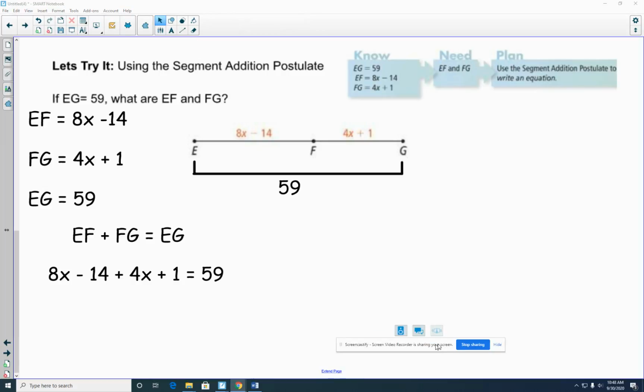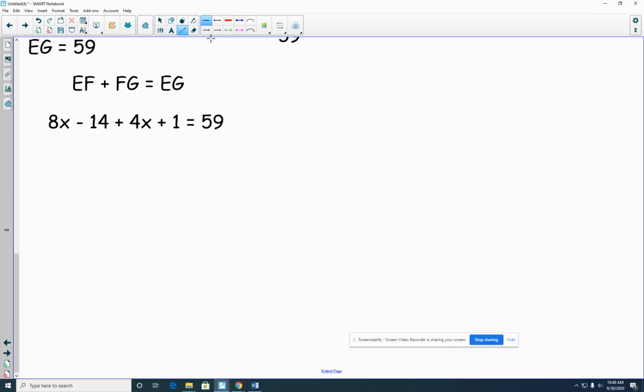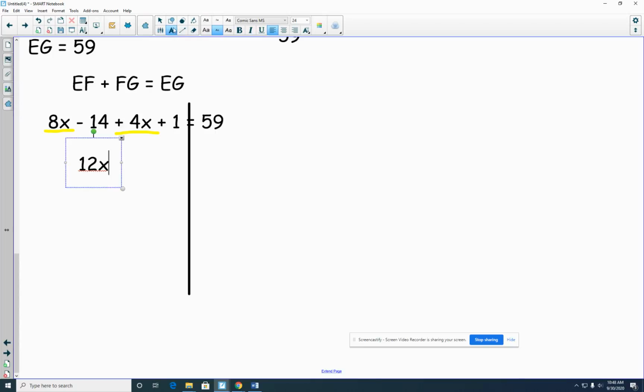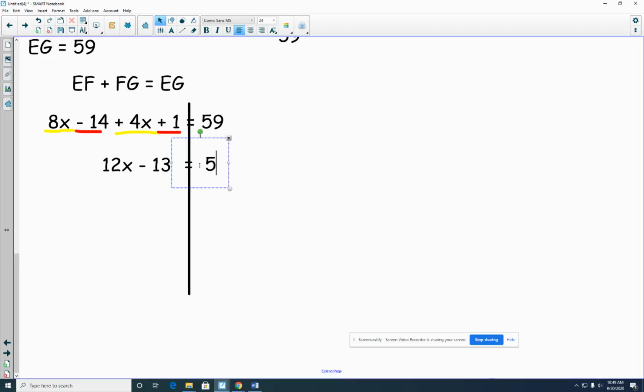So remember, now I have an equation. In order to solve an equation, I want to draw my line down the middle through my equal sign. And on the left-hand side, I want to combine like terms. So I take a look. Terms that are similar: we have 8x and a positive 4x. So 8x and 4x is 12x. And then we have negative 14 and a positive 1. So negative 14 plus 1 is a negative 13. So minus 13. Okay? Bring down my equal sign, and bring down that it equals 59.